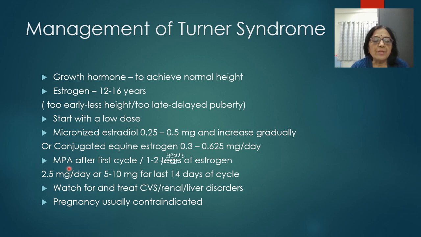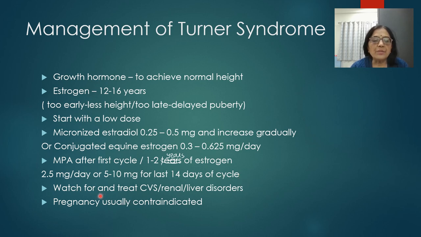Medroxyprogesterone acetate should be started whenever a girl starts menstruating, or it should be started 1 to 2 years after starting the estrogens. 2.5 milligram per day throughout the cycle, progestogen can be given, or it can be given in a better manner, 5 to 10 milligram for the last 14 days of the cycle, where the hormonal levels will be like physiological levels in a menstrual cycle.